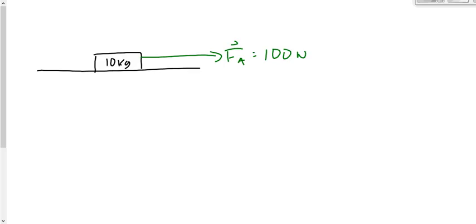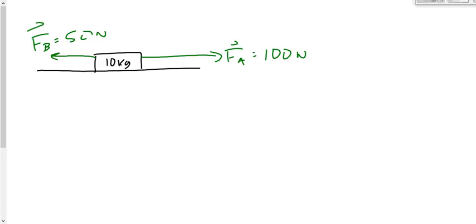Let's say somebody else is pulling on that box with a force of 50 newtons to the left. Well, we got to draw another arrow to the left. What do we got to make sure that we do? Shorter, right? Shorter to indicate that it's going to be a smaller force than FA.